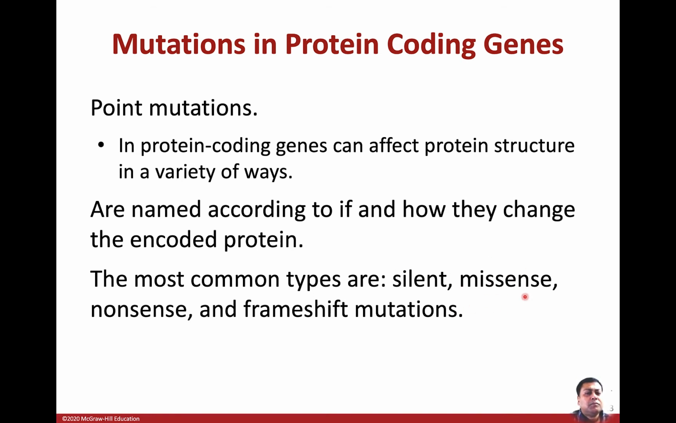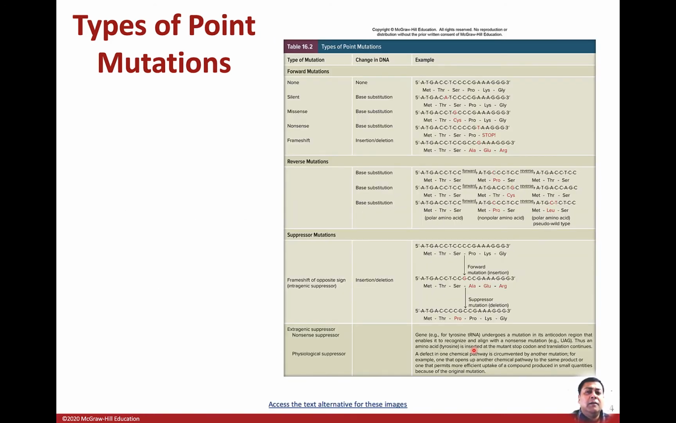Missense means a different amino acid is put into the protein. Nonsense means that it will put a stop codon in there, and a frame shift mutation will usually be caused by an insertion or deletion of a base, and that will completely change the reading frame downstream of that, and will completely change the protein. So let's take a look in a little more detail at what those are. We'll spend some time on these types of mutations.